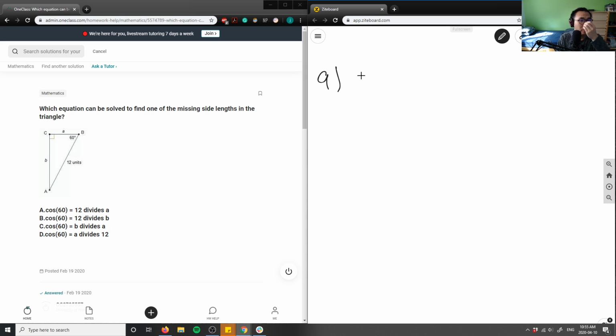So here, which equation can be solved to find one of the missing sides of the triangle? So I'm going to redraw this triangle.